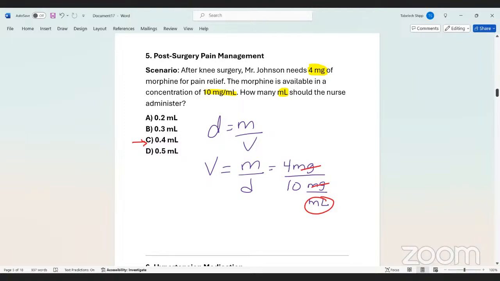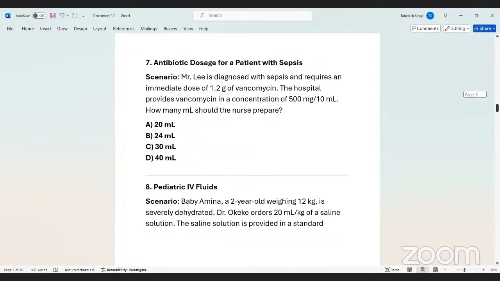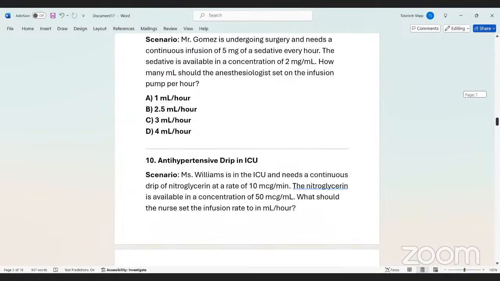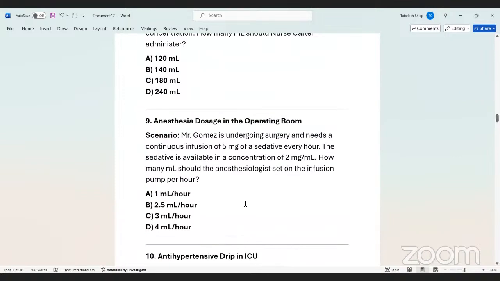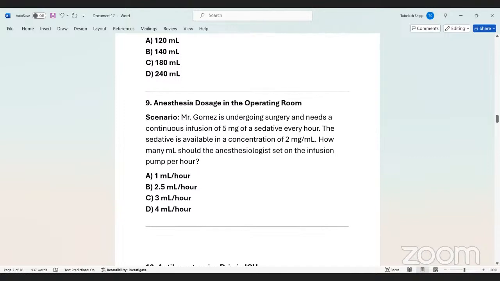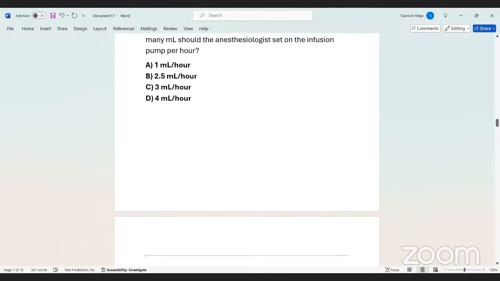Now let's go ahead and shake things up a little bit. Let me move on to another type of problem that you all will see. Here we go. Oh, this is a good one right here. Number 9.